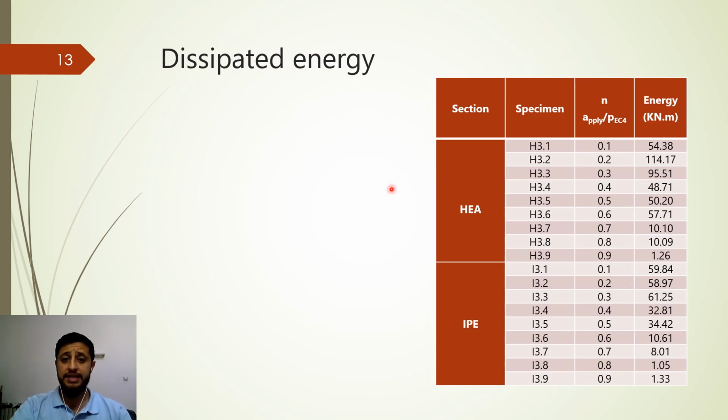Dissipated energy is calculated from the lateral load displacement curve as the area enclosed by the hysteretic loops. Generally, a lower axial load level gives a higher dissipated energy of specimens, as shown in the table for both steel sections. With an increase of the axial load level, the energy of specimens tends to decrease.